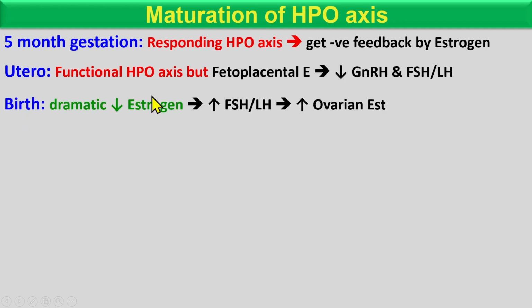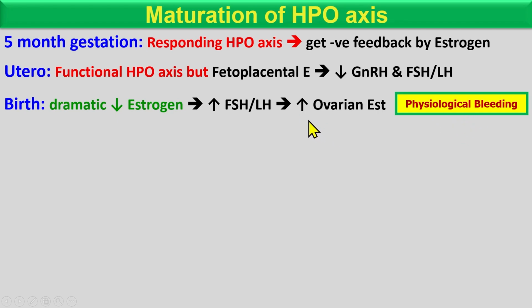So after the birth, because the placenta is removed, the baby is disconnected from the mother. So there is a dramatic decrease in the estrogen. So that leads to an increase in the FSH and LH, which stimulate the ovary, which increases the estrogen. So that's why there is sometimes physiological bleeding.